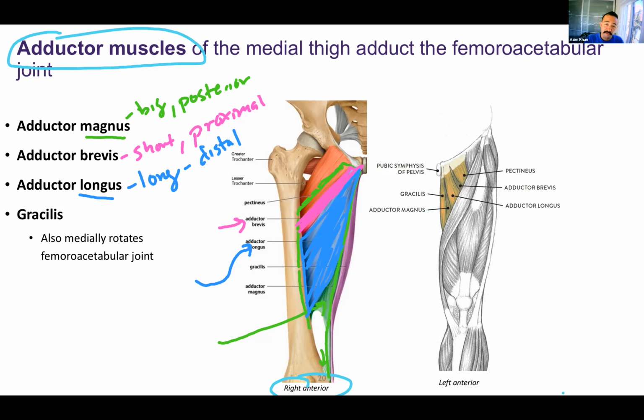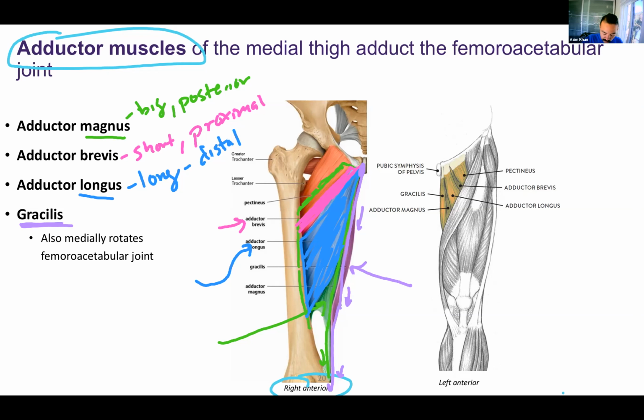So those are the three muscles with adductor in the name. Magnus, wide, large, more posterior, more deep. Adductor brevis and adductor longus. There's one more muscle that's very medial. Attaches from the pubis all the way down to the tibia. This is slender and graceful. The word for slender is gracilis, gracile, gracilis.